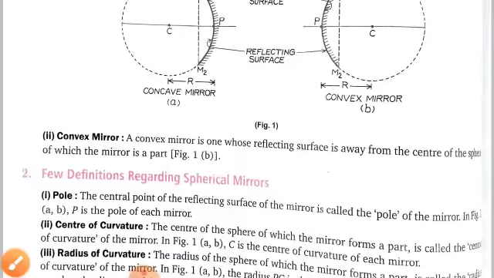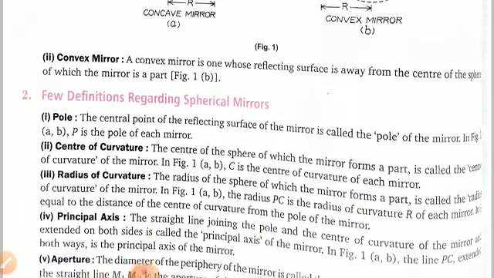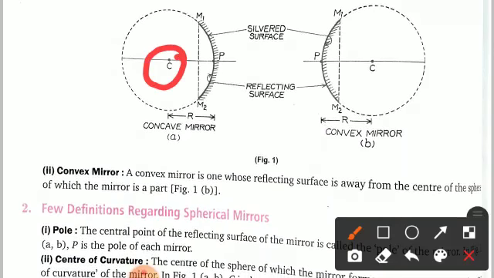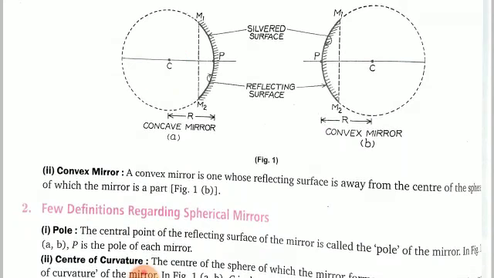Now we will move to center of curvature. The center of the sphere of which the mirror forms a part is called the center of curvature of the mirror. In figure, first A and B, C is the center of curvature of each mirror. You can see here, this is center of curvature of concave and this is the center of curvature of convex mirror. Or you can also say, if you draw a whole sphere, this is the center of a sphere. I hope it is clear.